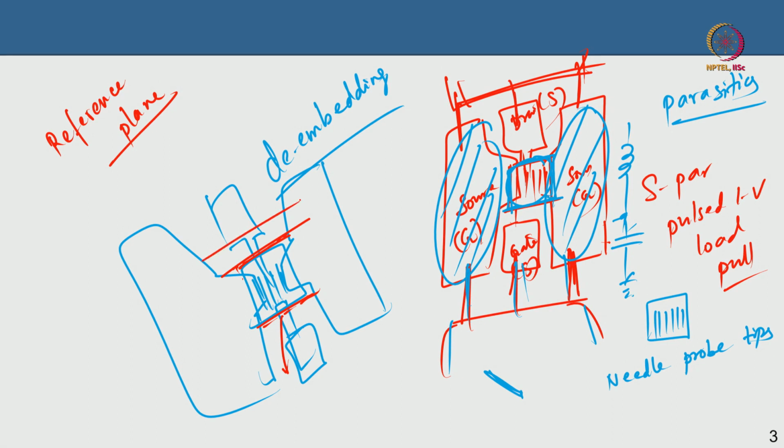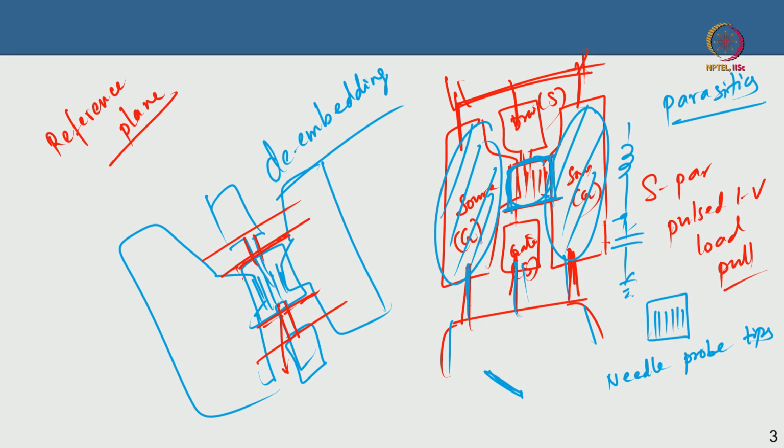Sometimes the plane may be here, which means this transmission line is not de-embedded. I am just giving an example. So the reference plane tells you physically where that plane is, and till that point you are going to subtract the effect of the parasitics. That is called de-embedding. Okay. So de-embedding is very important for this on-wafer measurement, because when you measure you are getting the S parameters of everything, but when you de-embed you will get them exactly for that active device only, because you will subtract out the effect of the pad parasitics.